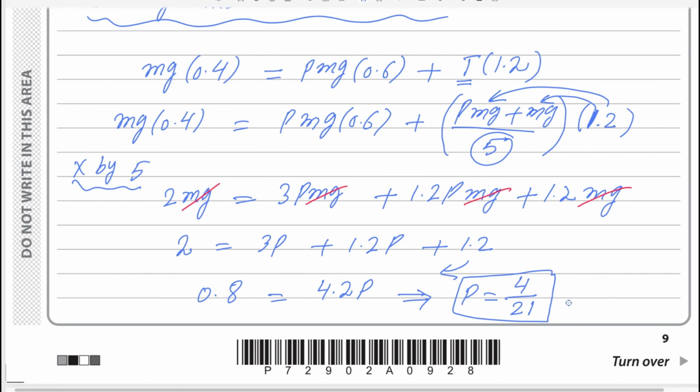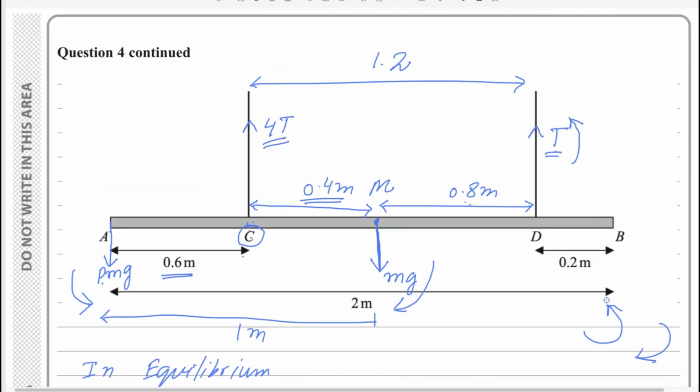So this is the answer for the first part. First part is done. Let's move on to the next part.